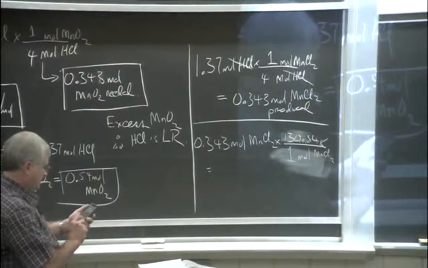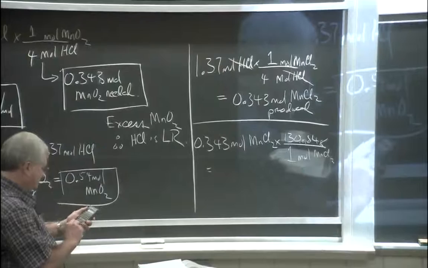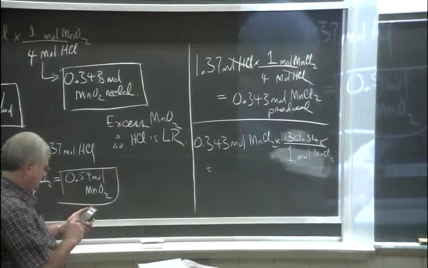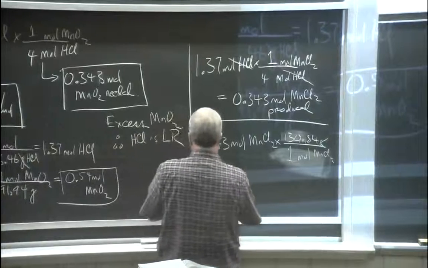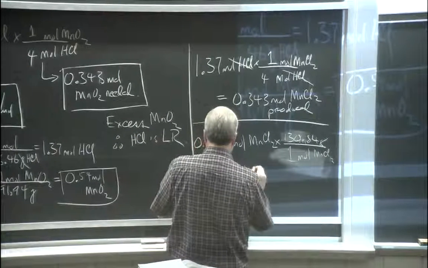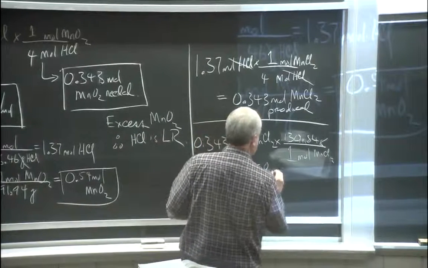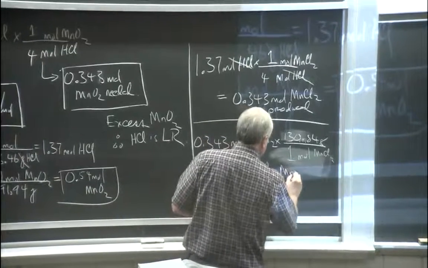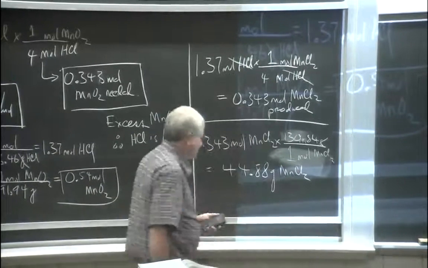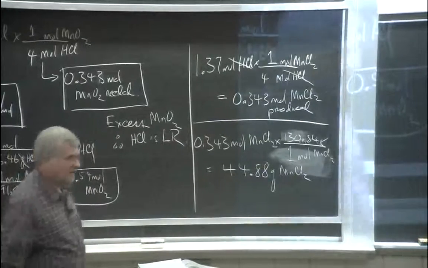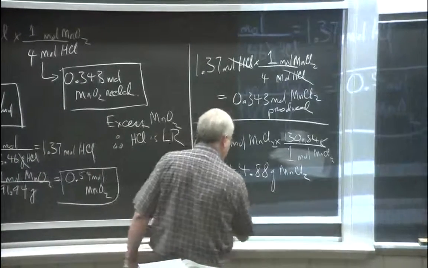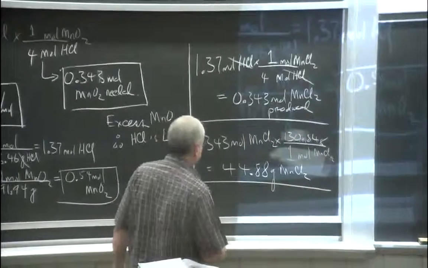0.343 times 130.84, and I come up with 44.88 grams of manganese chloride. All right? All right, let me give you one more piece here just to keep it really, really fun.